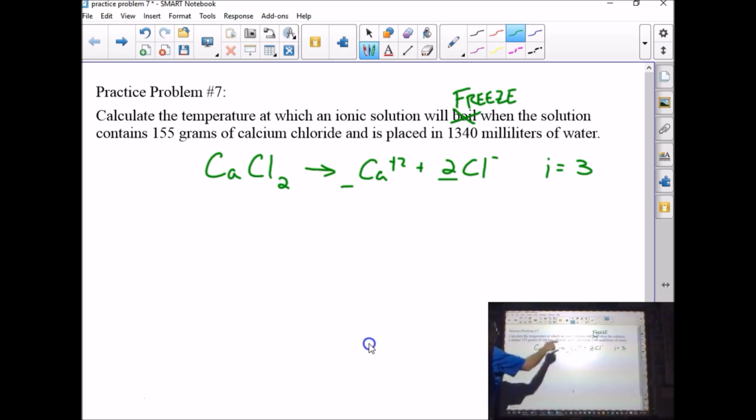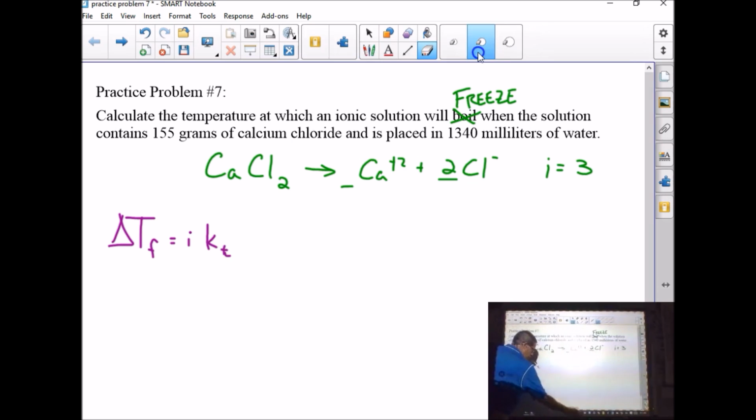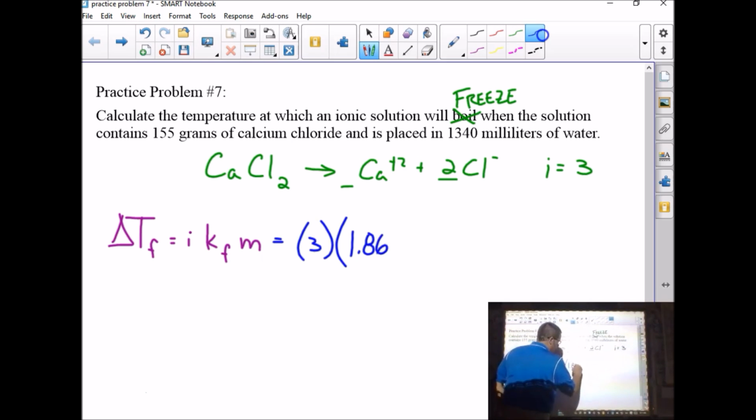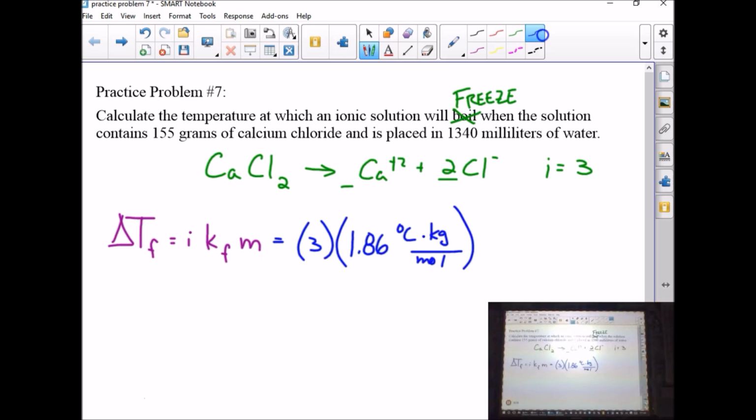All right, and we're freezing, so our equation looks like this. Very similar: delta T sub F equals i times K sub F times m. That should be an F, not a T. So when we plug it in, we'll start off with our 3. And in this case, the freezing constant is a little bit different. The value is 1.86, where the boiling is 0.51. That would be given to you.